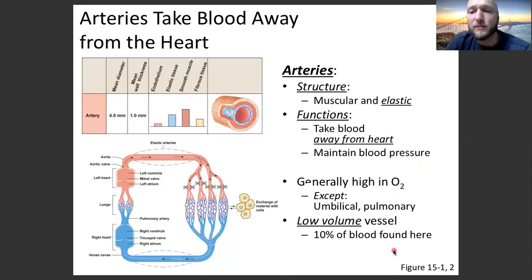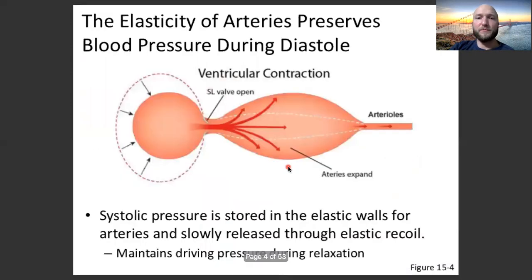This is surprising to most students. A relatively low volume of blood is found in your arteries. Only about 10% of your total blood is found in arteries. A small 10%, so not too much. Right here, this is what I was talking about.